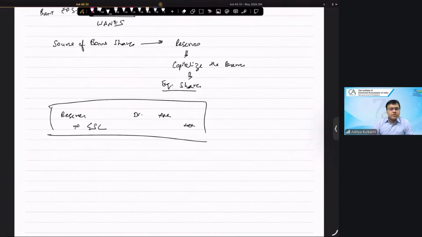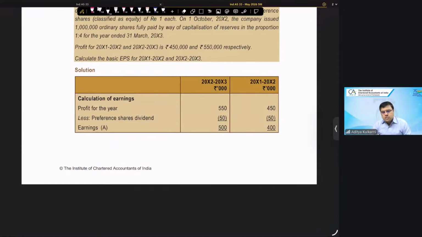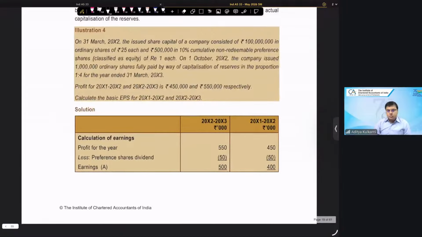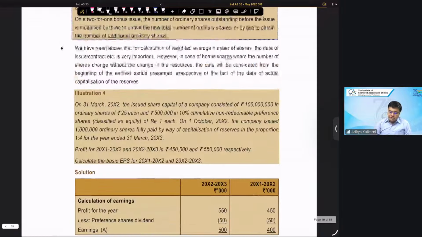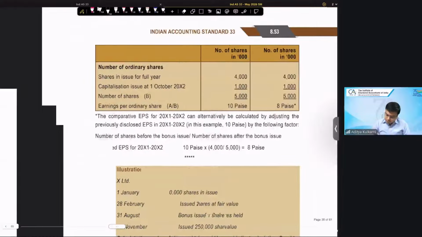Okay. So that is all about bonus shares. We'll do a couple of questions. If I'm too fast, please feel free to stop me. If I'm too slow, please feel free to speed me up. All right. So we shall come to this question now.